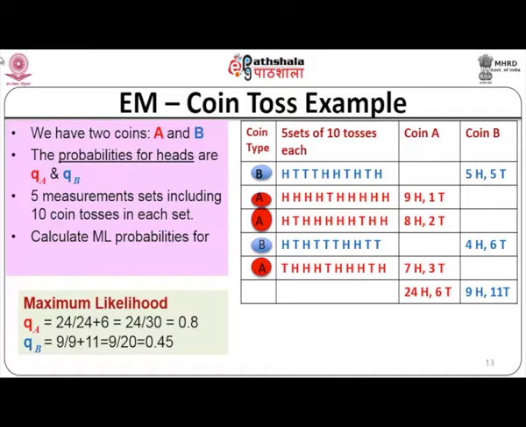So, the idea here is that you know the coin you are tossing is red or blue. Remember that. What we have tried to do here is, depending upon the data given, 5 sets of 10 each, we are finding the maximum likelihood. So, this is the simple example.